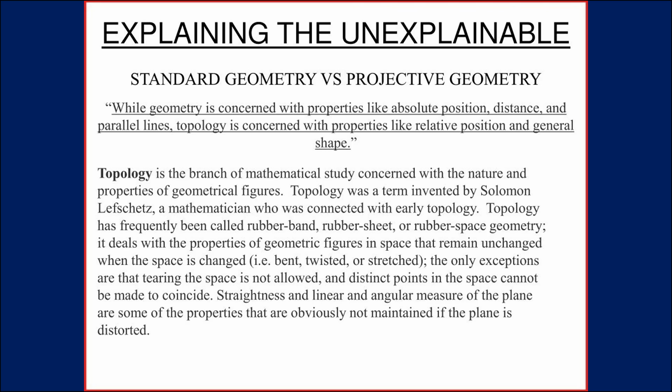It deals with the properties of geometric figures in space that remain unchanged when the space is changed. The only exceptions are that tearing the space is not allowed, and distinct points in the space cannot be made to coincide. Straightness and linear and angular measures of the plane are some of the properties that are obviously not maintained if the plane is distorted.